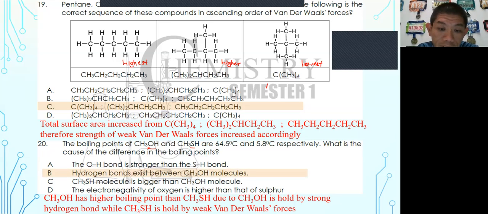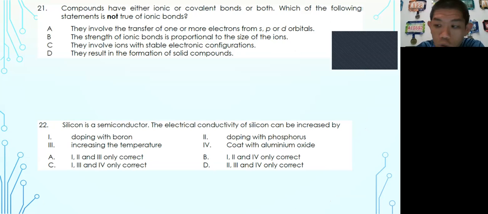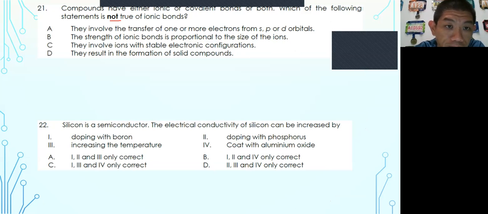Hydrogen bond exists between CH3OH, while CH3SH has weak van der Waals forces. Okay, so this is for number 20. Immediately you go to 21. Compound has either ionic or covalent bond or both. Which of the following statements is not true about ionic bond? We are talking about not true, so please be careful.